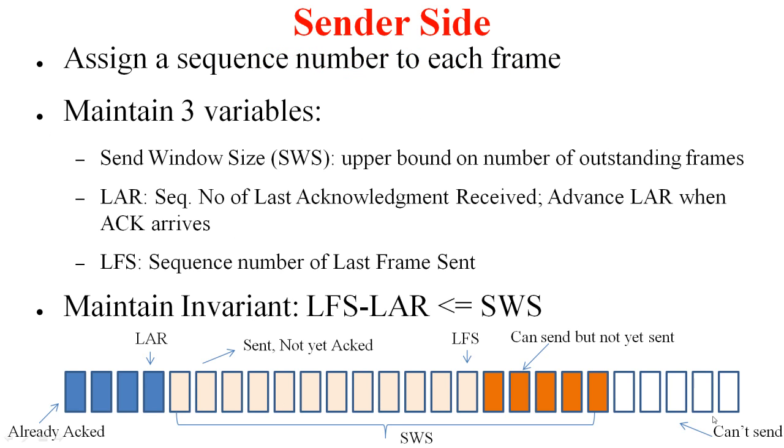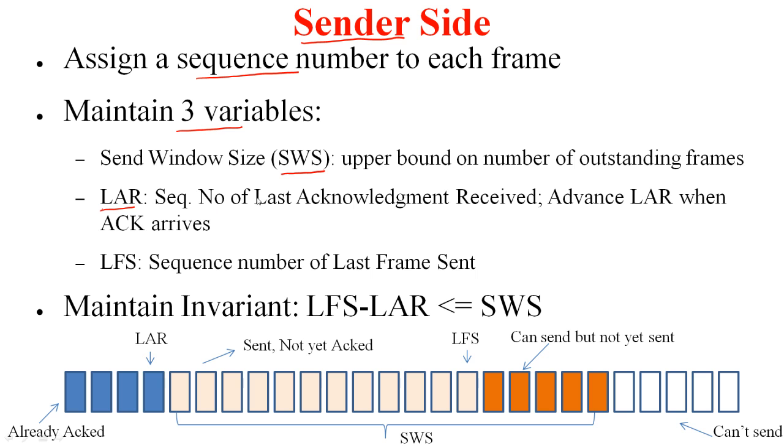So here are the details of the sender side of the sliding window protocol. Each frame is going to be assigned a sequence number. For now, let's assume that you have infinite sequence numbers to assign. Now the sender is going to maintain these three variables. One is the send window size, SWS. This is what we were talking about earlier. It provides an upper bound on the number of outstanding frames.